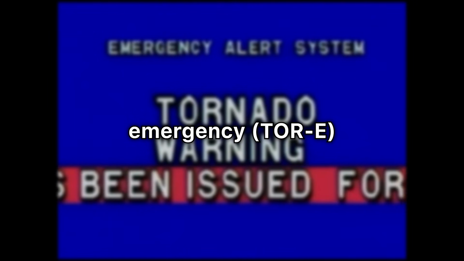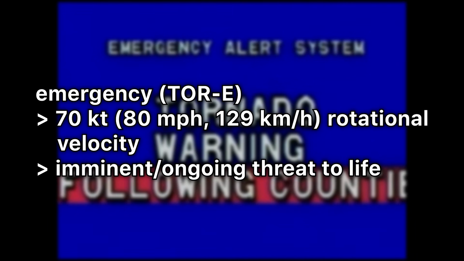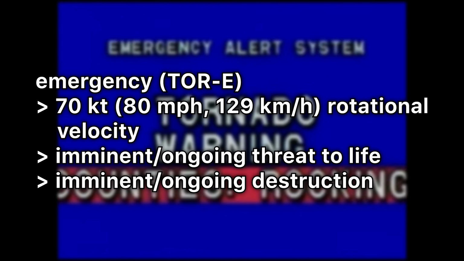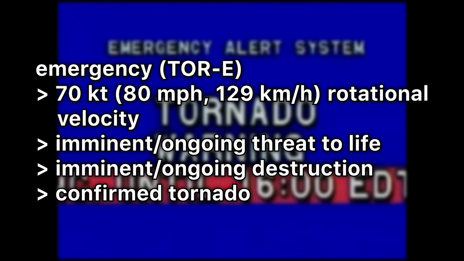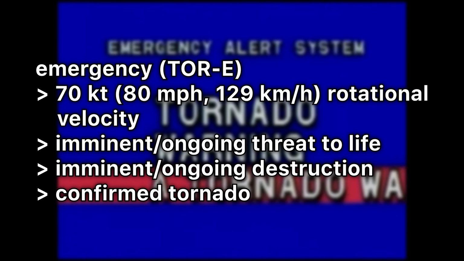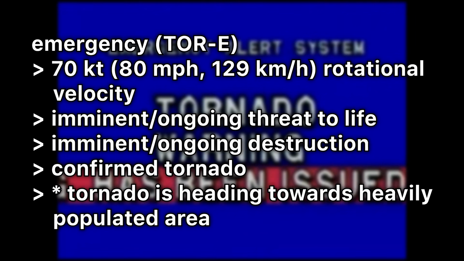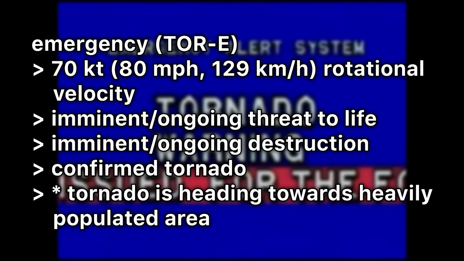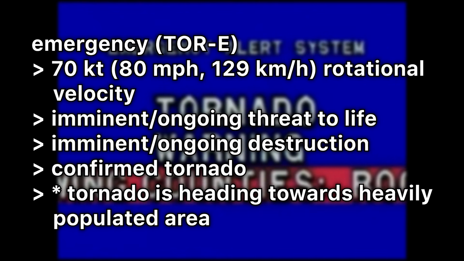The NWS says there has to be at least 70 knots of rotational velocity, an imminent or ongoing severe threat to human life, imminent or ongoing catastrophic damage, and a confirmed tornado, either visually seen or radar confirmed. But that's not where it ends, as most offices will only issue a tornado emergency when a large and dangerous tornado is heading straight towards a heavily populated area. The other criteria still do apply, but you're probably not going to get a tornado emergency if you're just out in the middle of a field, for example.